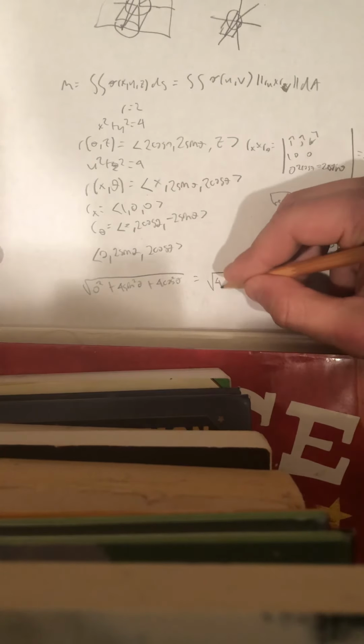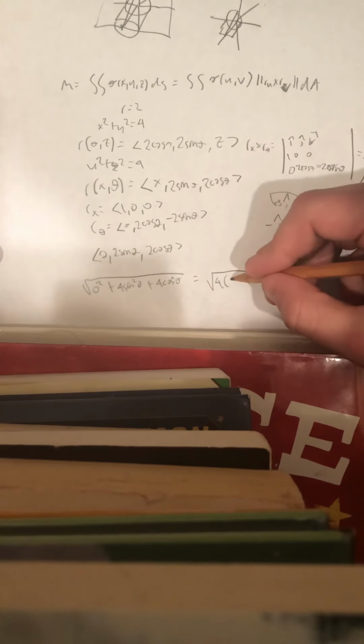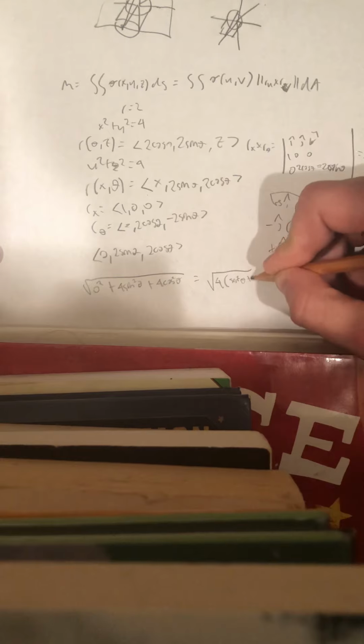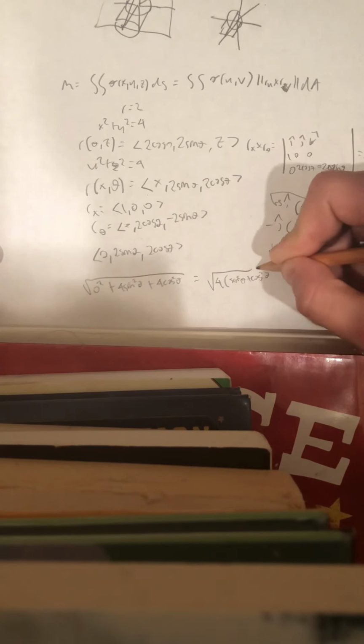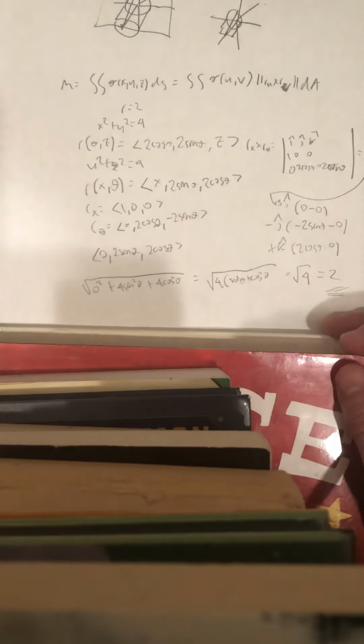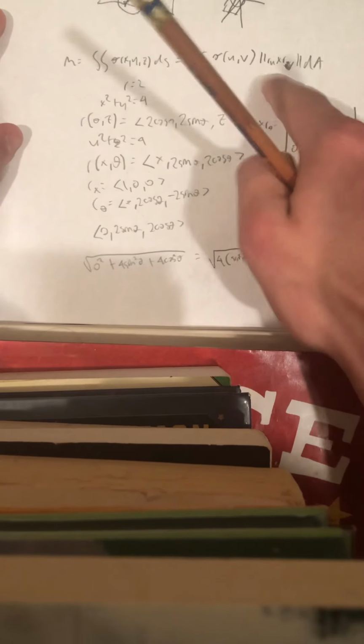Sine squared theta plus cosine squared theta is 1, so we can factor out a 4. Sine squared plus cosine squared theta will ultimately be 1. So this is just 4 times 1, which is 4. The square root of 4 is just 2. So the magnitude of this cross product is 2. Remember, that's going to be that part. That's going to be 2.